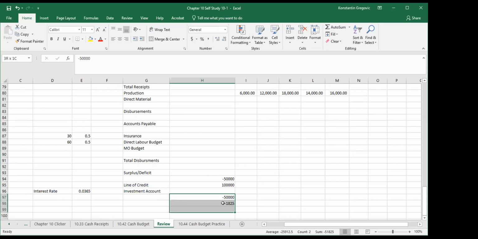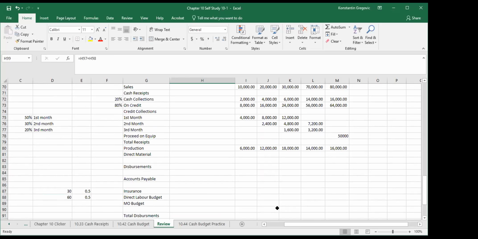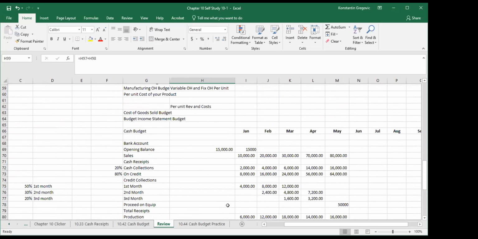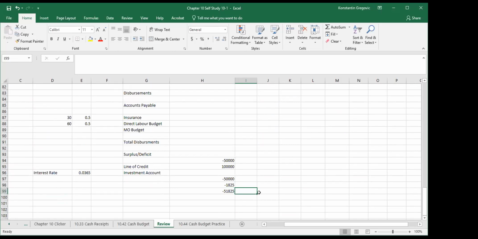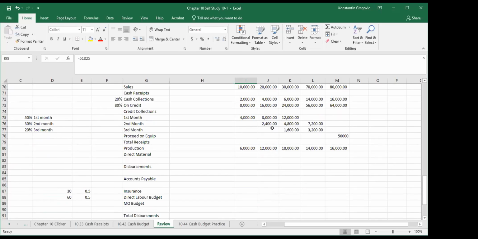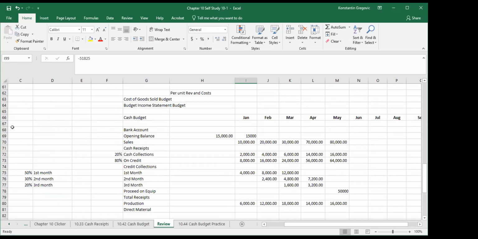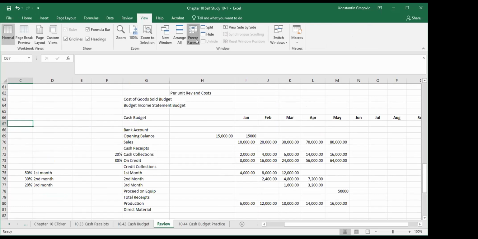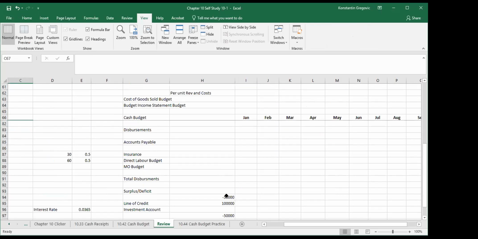So now I've dipped into my line of credit. So my total line of credit is 51,825. So on your budget, so January, let's say I got a negative 51,825. And let's say in February, instead of a deficit, so here we had a deficit of negative 50,000, let's say in February, I got a surplus of 100,000.